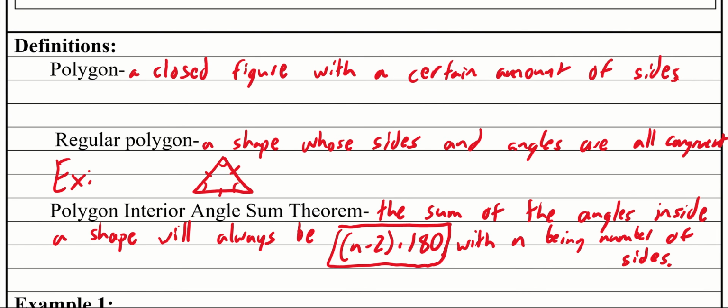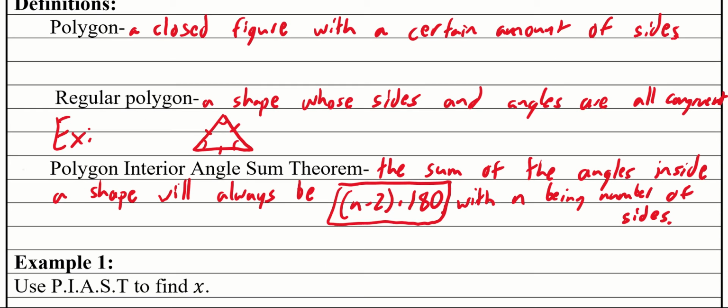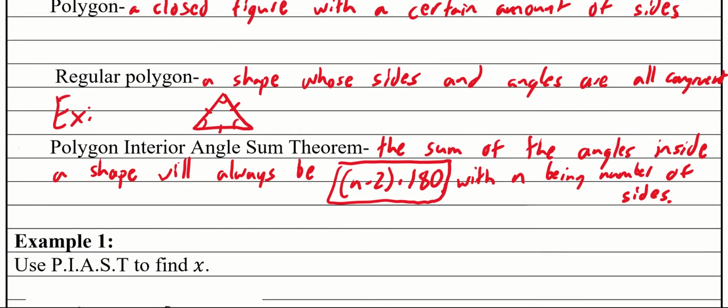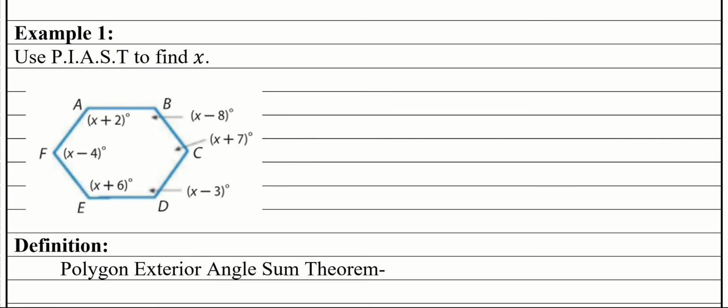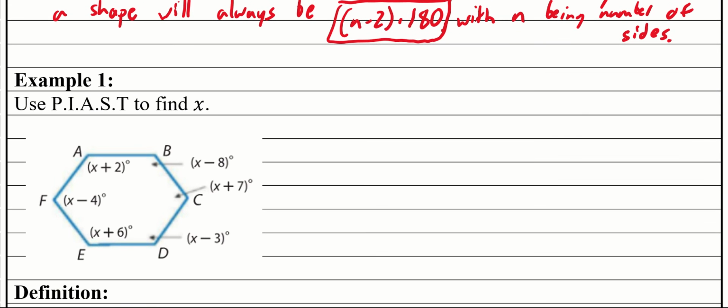Once we find the number of triangles, we know all the angles in a triangle are supposed to add up to 180. So I can just do n minus 2 and then times 180. If you have any more questions about that, you can obviously let me know in class. Okay, so first example here. I'll cut off that definition for now.